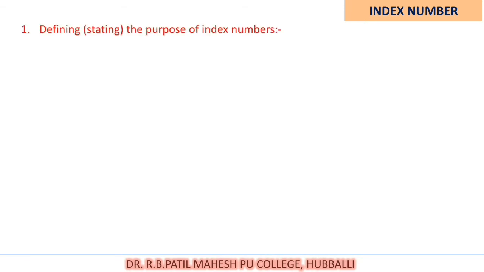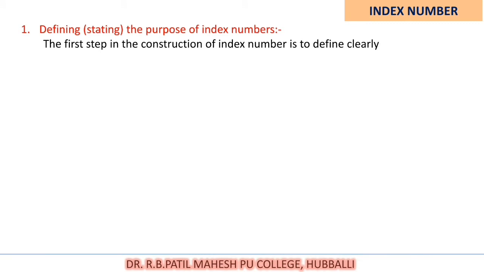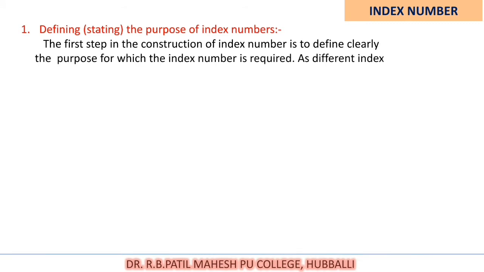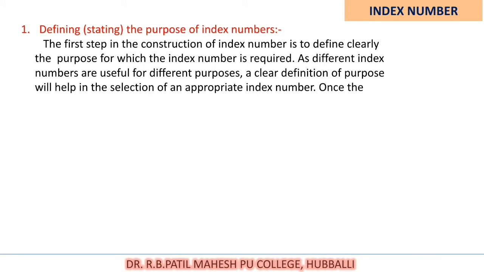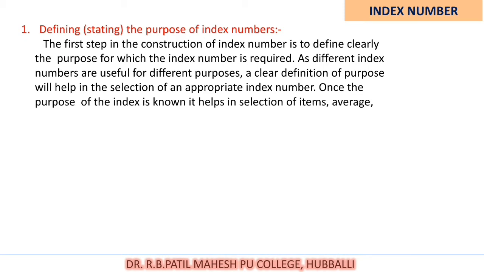Defining the purpose of the index number. The first step in the construction of an index number is to define clearly the purpose for which the index number is required, as different index numbers are useful for different purposes. A clear definition of purpose will help in the selection of an appropriate index number. Once the purpose of the index is known, it helps in selection of items, average, weights, etc.